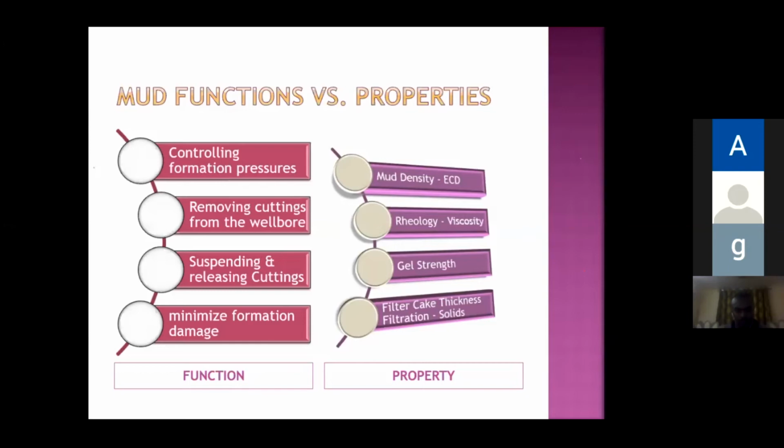Okay, when we talk about filtration, in the mud report you will find two types of filtration. You will find API filtration, this is normal. And we have also high pressure, high temperature filtration. This is defined for some situations when we are drilling a very high temperature well, or the formation is at very high temperature and high pressure, we need to check our polymer in these conditions.